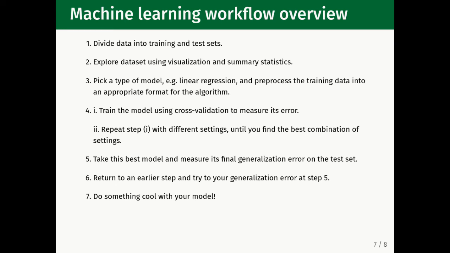Then we find the best version of our model using cross-validation, and once that is done, we can measure the generalization error on the test set. If your generalization error is low enough, you may decide to stop here. However, sometimes you may need to do better, and so you'll go back to an earlier step in the process and create a new model.